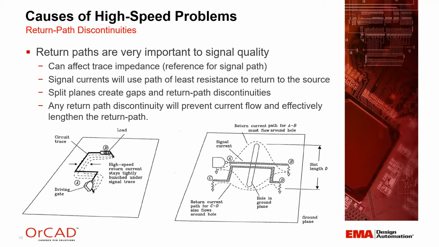But sometimes there are things like split planes or holes in the board, gaps for mechanical things that need to be accommodated for, and that return path can get very complicated. So these things create a path discontinuity, which prevents the easiest effective current flow back to the source. So that's really where most of your return path discontinuities come from.